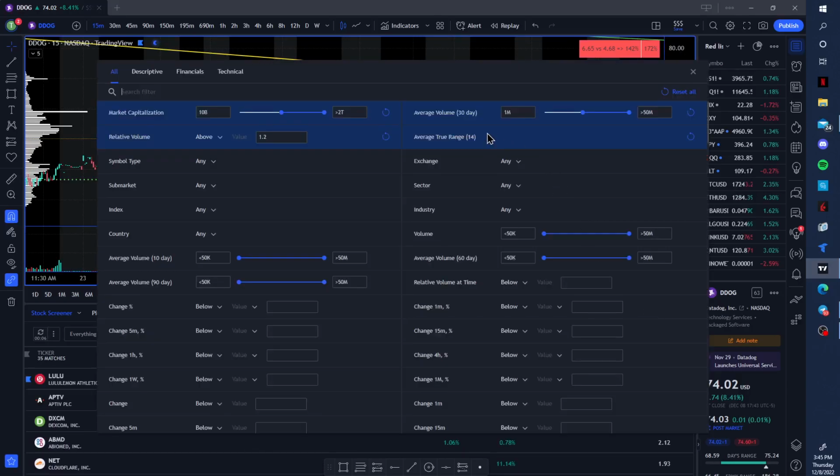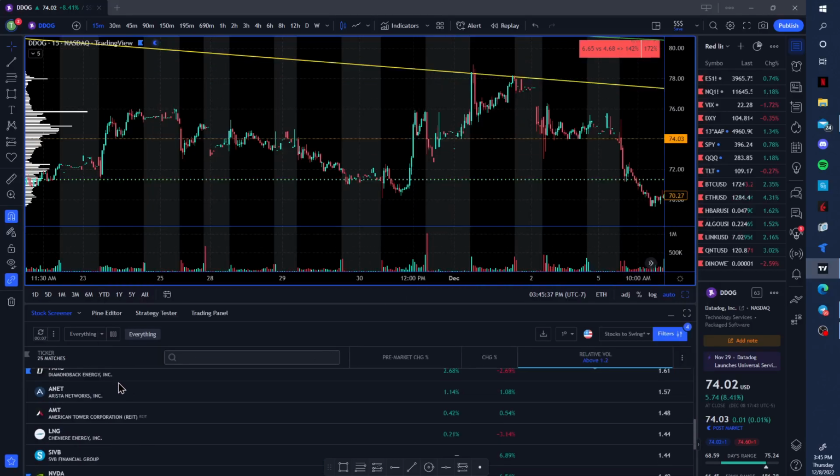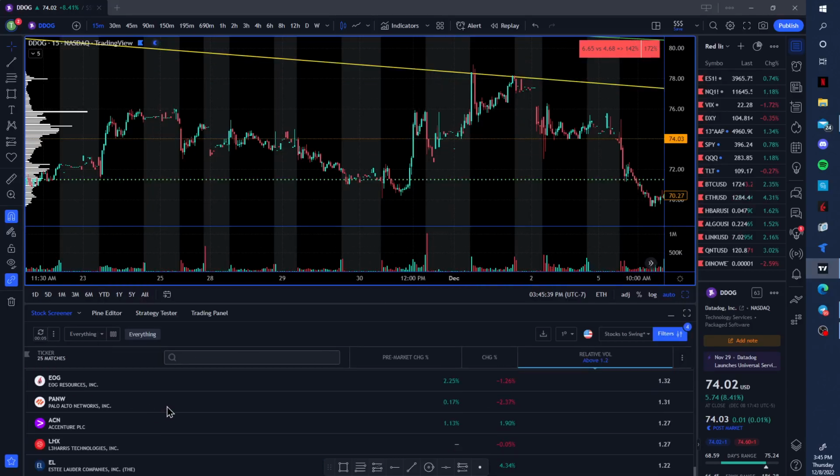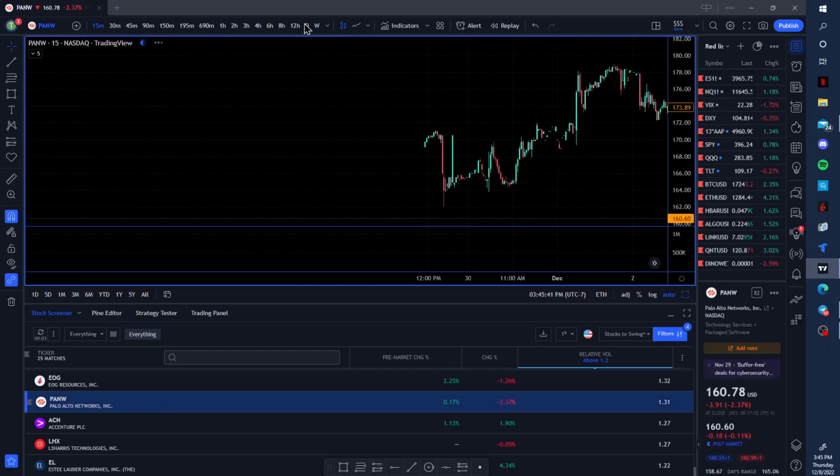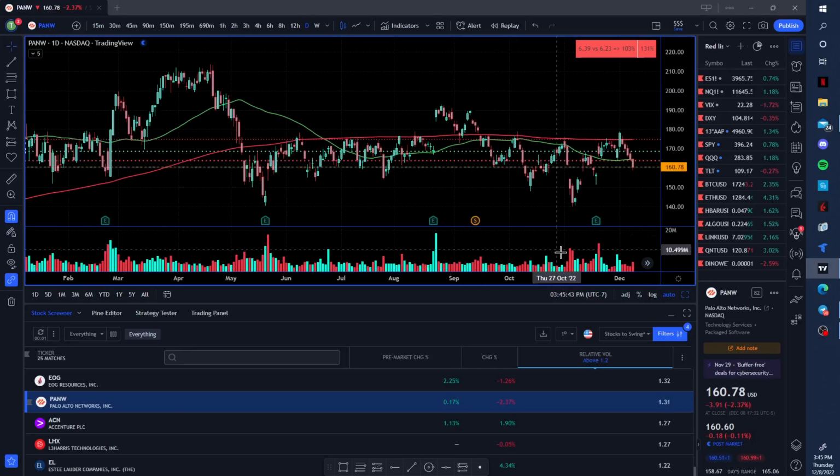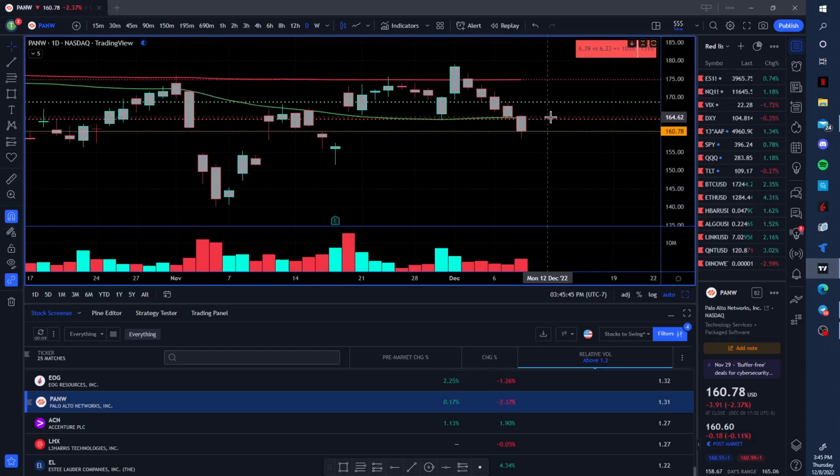35 versus, what was it before? 2 versus 48. Maybe even going to 4. If you go to an ATR of 4, you get 25 matches. So that's a little bit easier to filter through at the end of the day. Palo Alto, they had some decent strength to the downside.